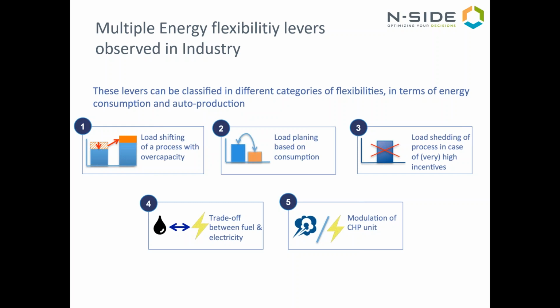A last flexibility that is often present in industries is about the CHP, so the cogenerations. Here we have a real possibility to modulate the production of electricity towards the production of steam. And this can be done via some kind of bypassing processes and so on.